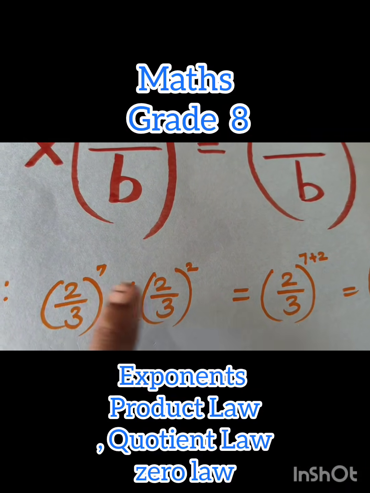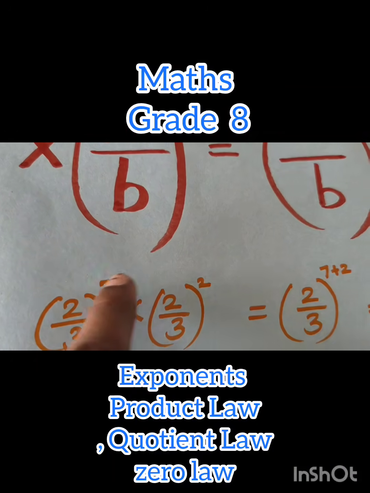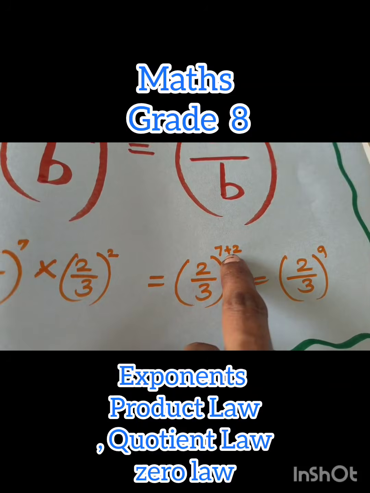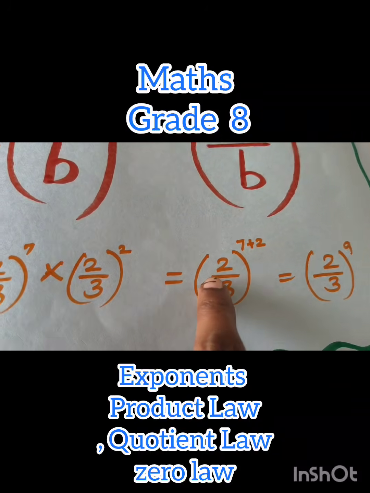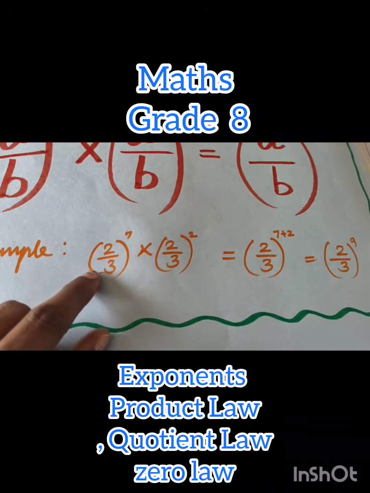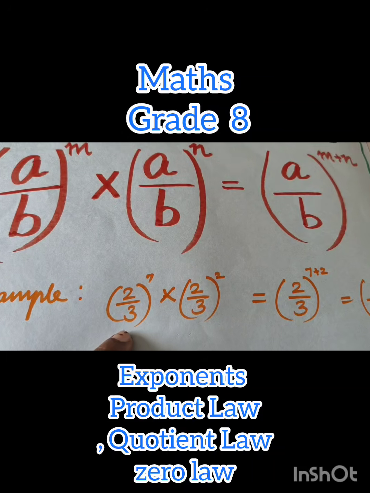The bases are the same, 2/3 and 2/3. 2/3 is the base and 7 and 2 are the powers. To solve it, I can simply add the powers. So this is equal to (2/3)^9. So using the product law, we can solve exponents that have the same base.